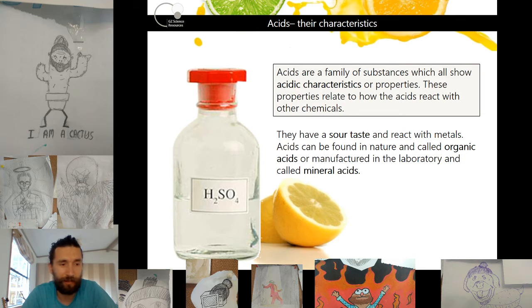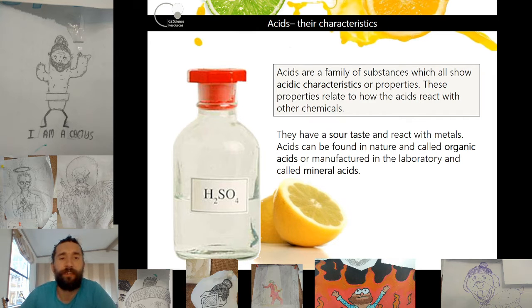While that's definitely a good rule of thumb, there are weak acids out there, like your lemon. You can see this lemon here, which, while it's definitely acidic, is not going to be too harmful to you. And next to it we've got H2SO4, which is sulfuric acid, which is definitely going to be harmful for you and you should be extremely careful with.